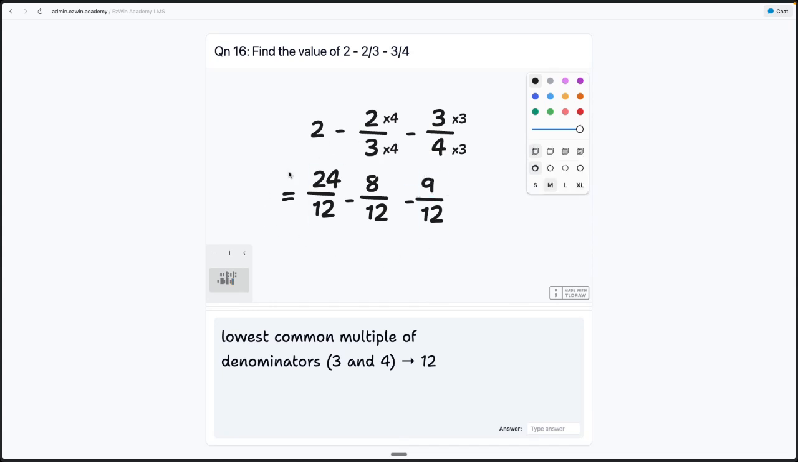From here, we can just minus accordingly. It's basically just 24 minus 8 minus 9. So it's 24 minus 17. This will give us 7 out of 12. That's it. There you go. So that's the answer. The answer is 7 out of 12.